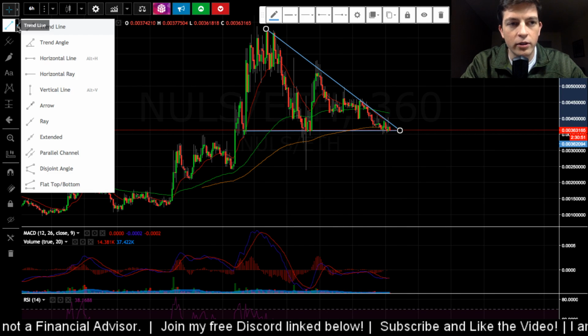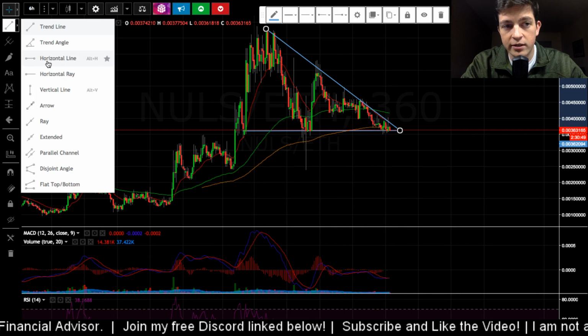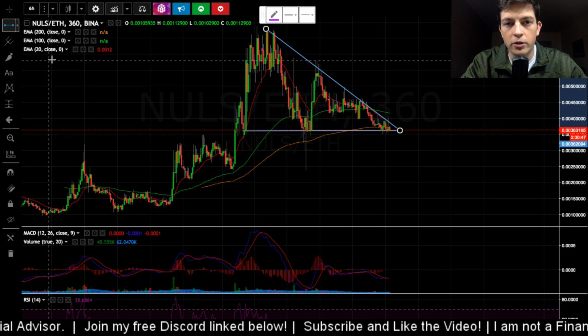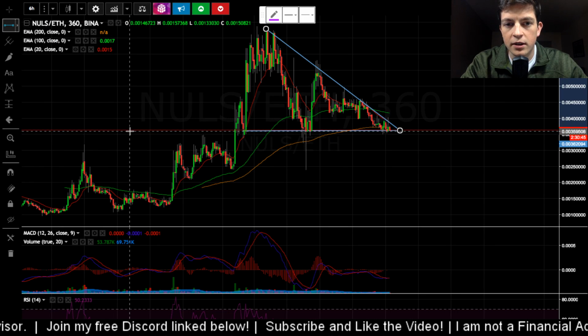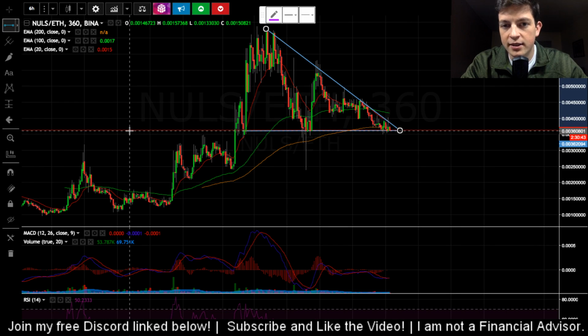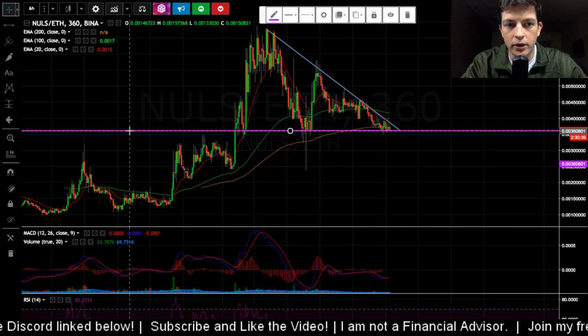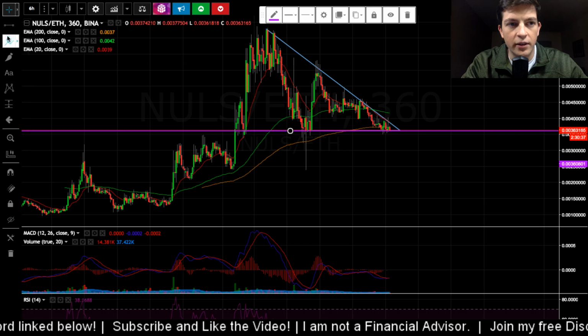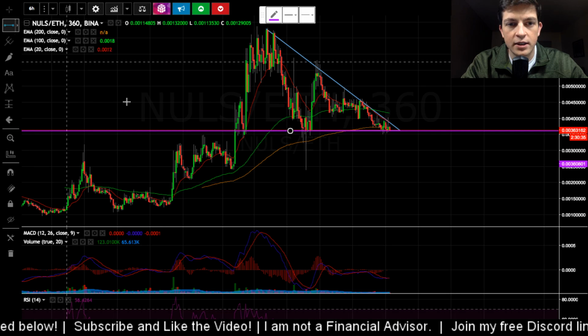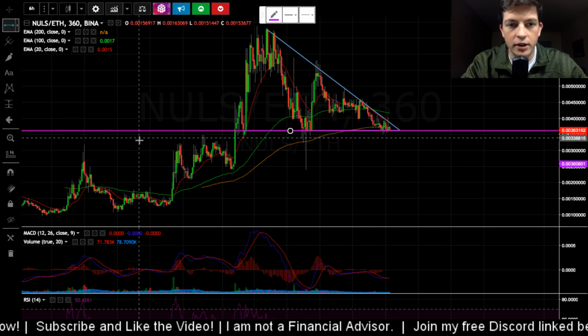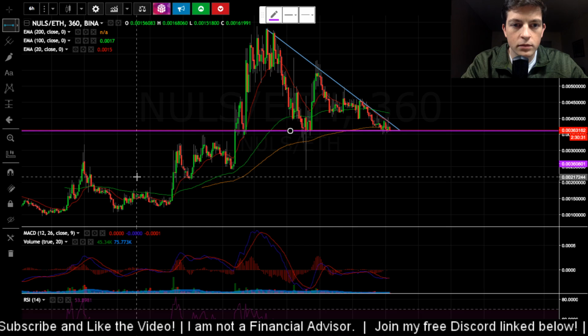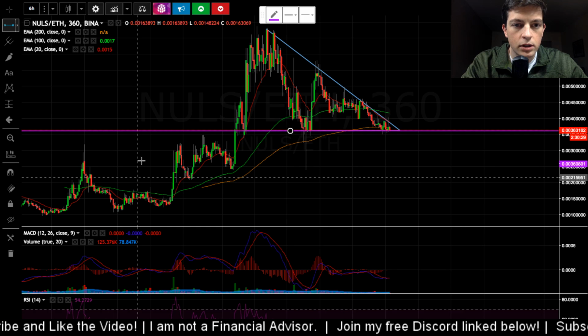Another thing that I want to do is draw some support and resistance lines. So I'm going to use my horizontal line here. And this is technically a support line. So I will go ahead and drop one there. Now that we've already seen the flag, I'm going to drop one here.